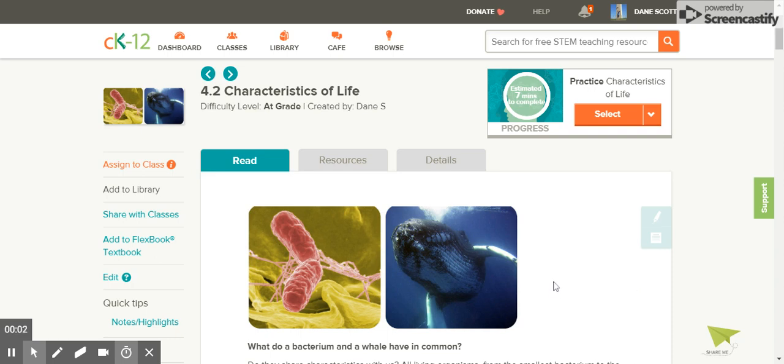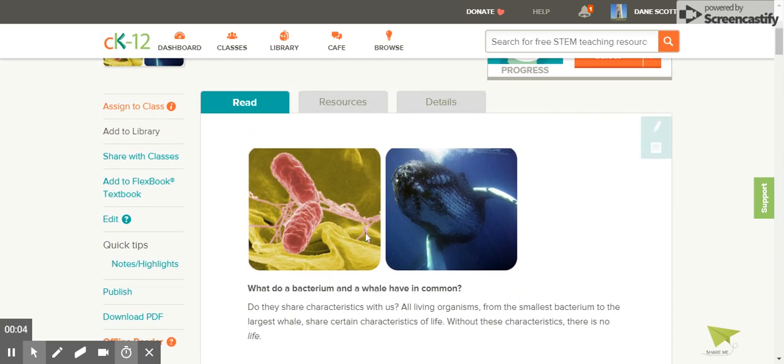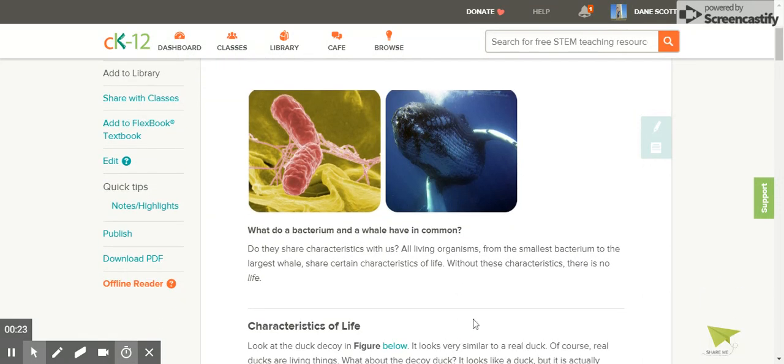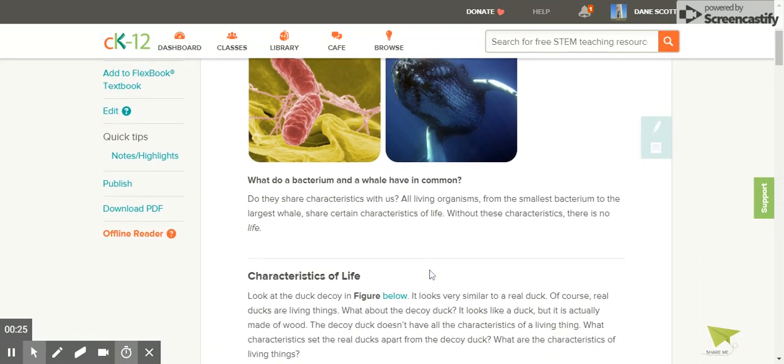4.2 Characteristics of life. Here is an image of two bacteria and a large whale. So what do a bacterium and a whale have in common? Do they share characteristics with us? All living organisms, from the smallest bacterium to the largest whale, share certain characteristics of life. Without these characteristics, there is no life.